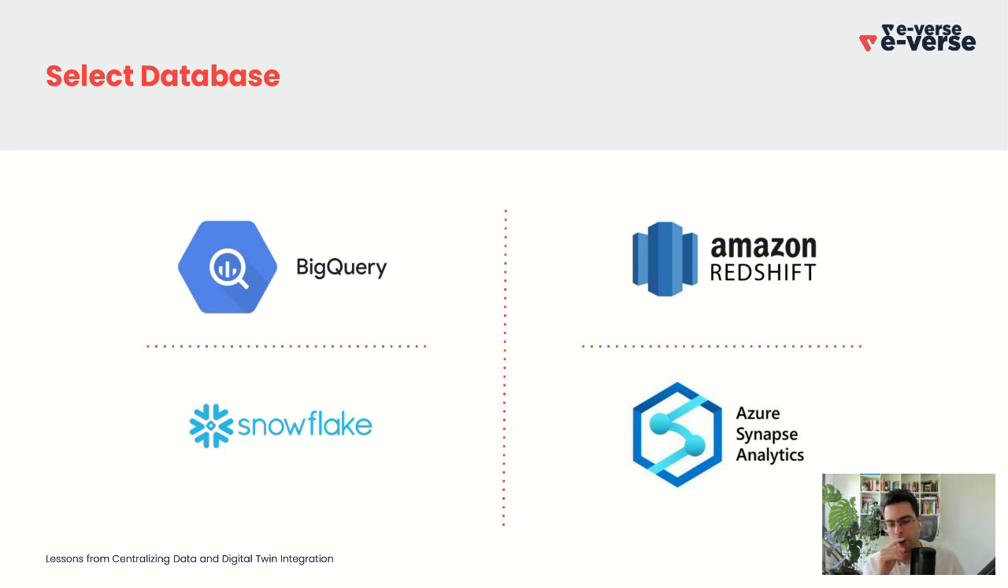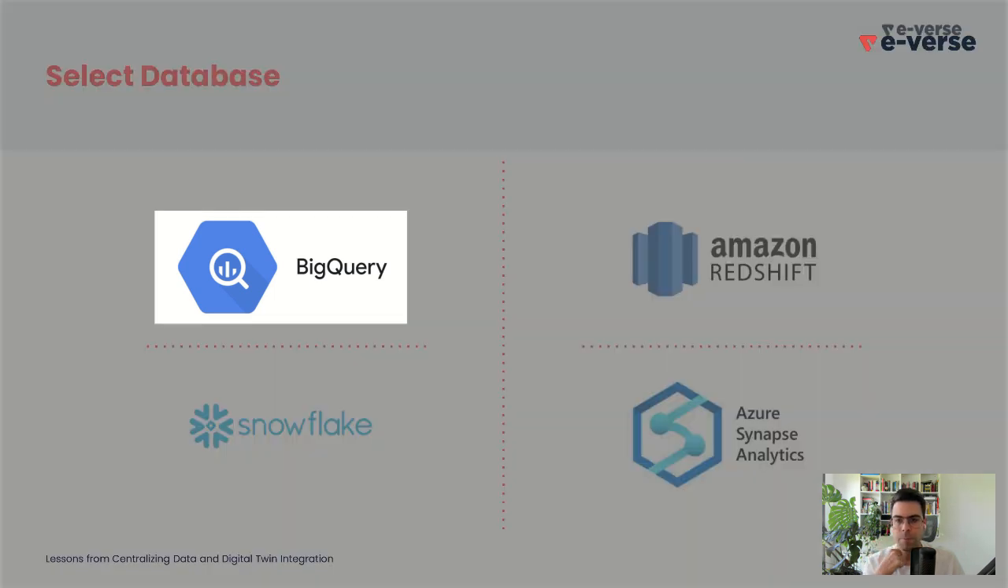We had four options: Google, Amazon, Microsoft, and Snowflake. We ended up going for BigQuery because the client was already using Google as their infrastructure. So we decided on BigQuery, and it was a good idea because we ended up being really efficient.